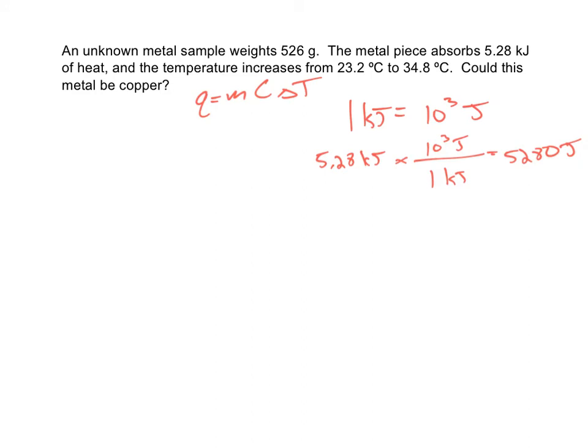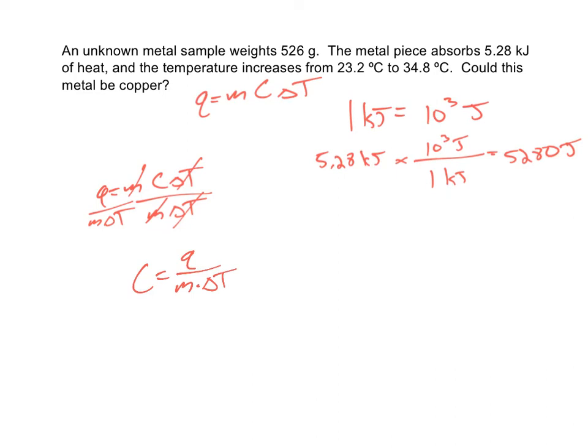And then before I plug my numbers in, I'm going to go ahead and rearrange it and solve for C. All right, so I have Q equals M C delta T. And so I want to get the M and the delta T over on the other side. So I'm going to do that all in one step. I'm going to divide both sides by M and delta T. And so I get C is equal to Q over M times delta T.